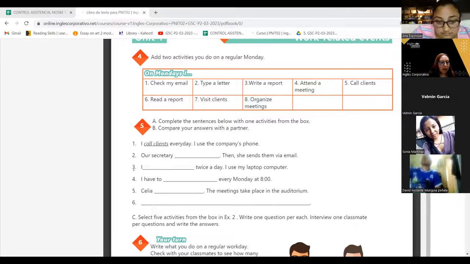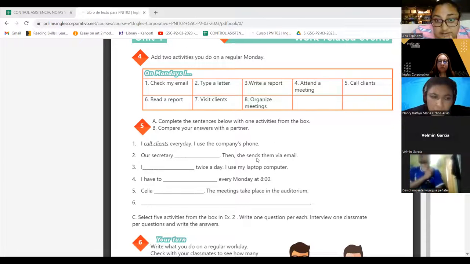Number three, I, twice a day, I use my laptop computer. Vamos. Check my email. That's possible also too. I check my email twice a day. I use my laptop computer. Nice. Number four. I have to every Monday at 8 o'clock. I have to visit clients. That's possible as well. I have to visit clients every Monday at 8 o'clock. Very good.